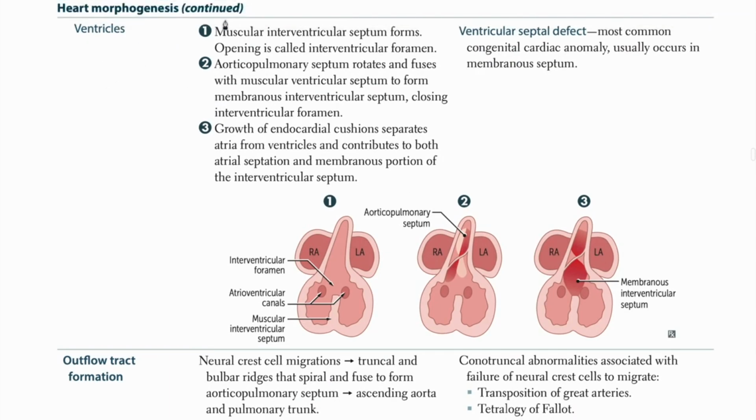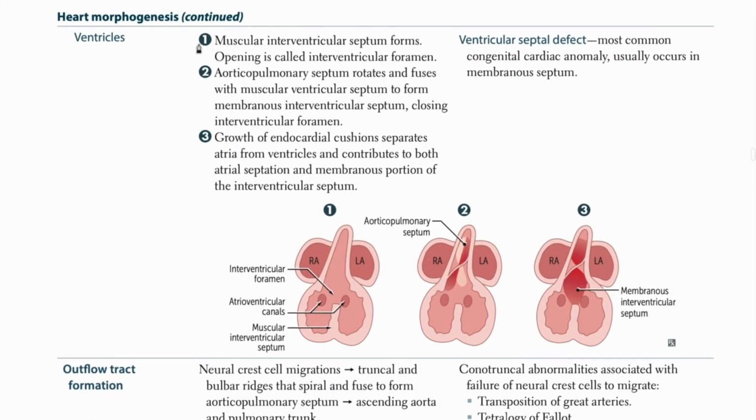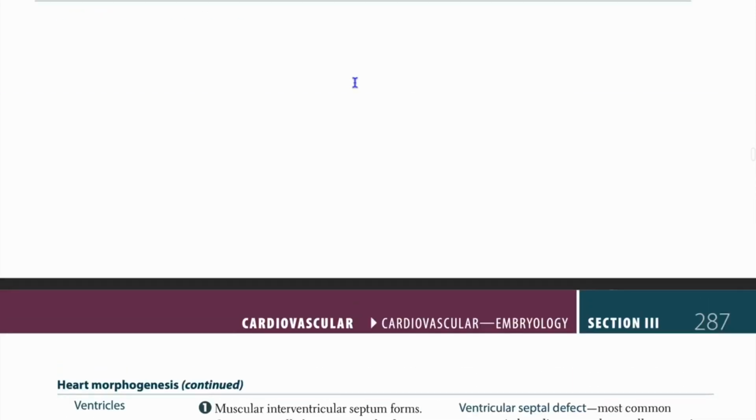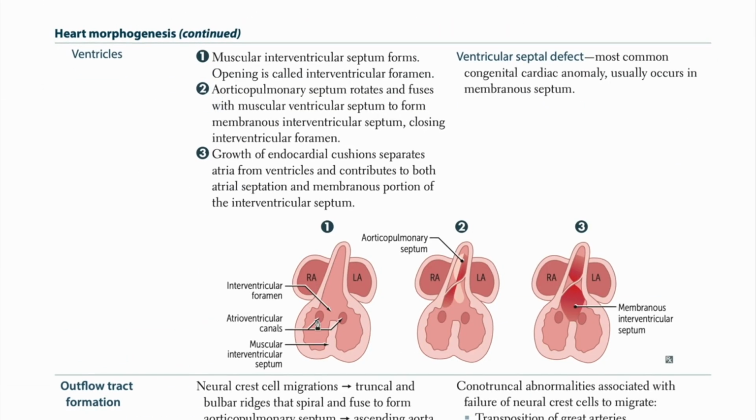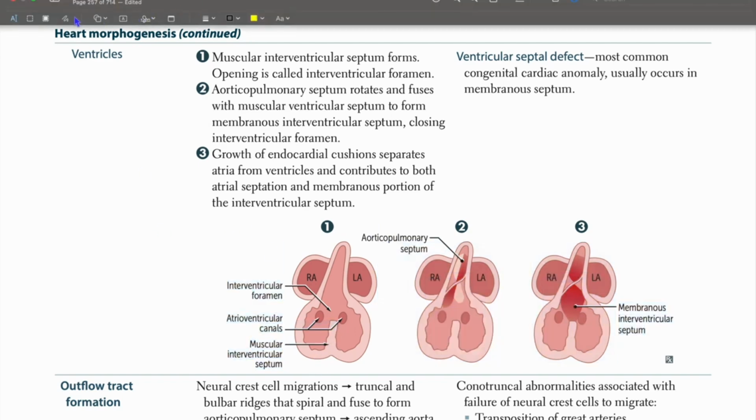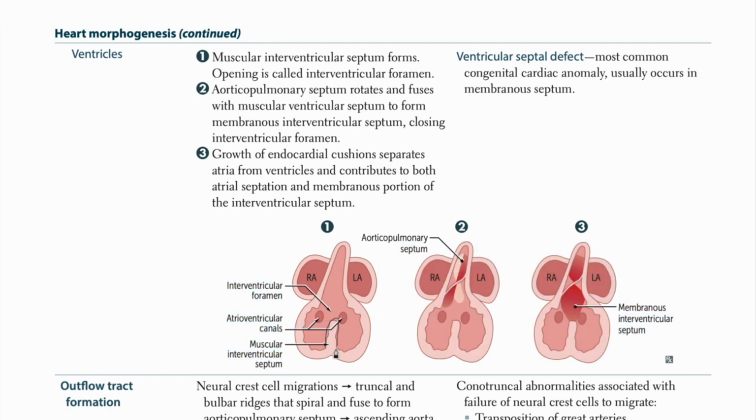Heart morphogenesis continued. Okay, so now we're doing ventricles. So how does the ventricle develop? Where we ended up was this septum right here has been made, and this is the endocardial cushion. Okay, so now the muscular interventricular septum forms. So now this is the muscular interventricular septum right there. Right there. Right, it's between the two ventricles, right there and there.